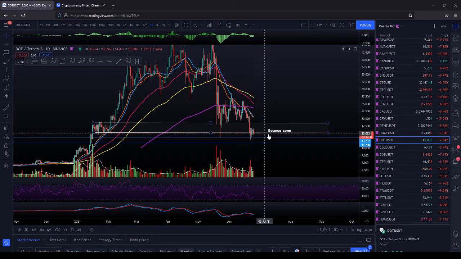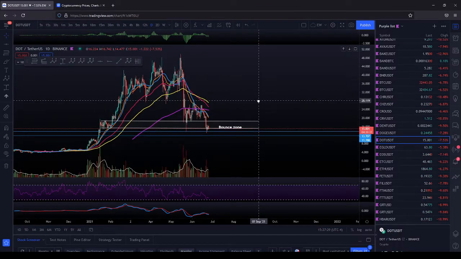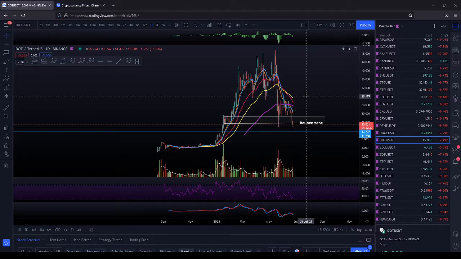So yeah, it didn't quite bounce on the bounce zone. That's why I didn't want to put it in Odin zone. I wasn't quite confident with it. So yeah, let's get the chart done.